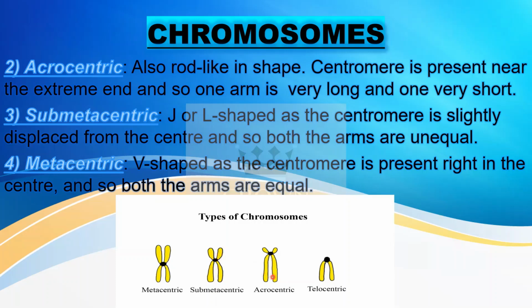The third type is acrocentric chromosomes. These are also rod-like in shape and the centromere is present near the extreme end. So one arm is very long and the other is very short. And the fourth is telocentric chromosomes, in which the centromere is present at the proximal end, giving them a rod-like shape.